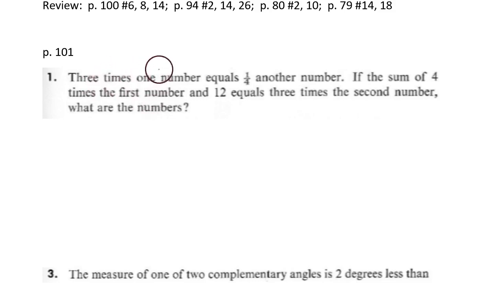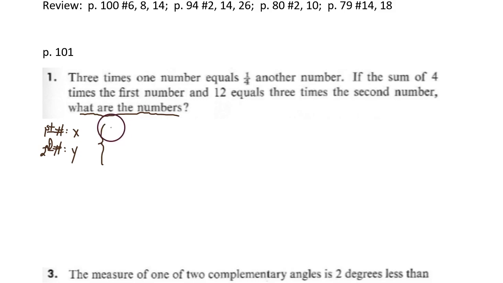3 times one number equals 1/4 of another number. If the sum of 4 times the first number and 12 equals 3 times the second number, what are the numbers? So I'm going to identify what's actually asked, what are the numbers, and then choose variables to represent them. First number, second number. Let's use x to be the first number and y to be the second number. Now let's reread the sentences and create equations from those clues.